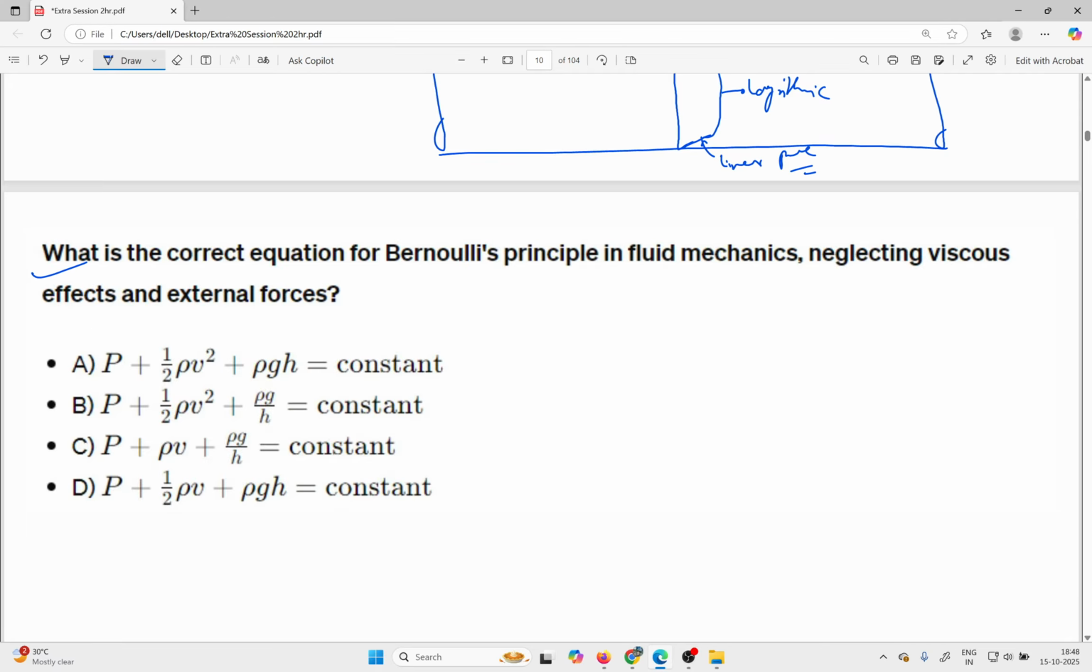What is the correct equation for Bernoulli's principle in fluid mechanics, neglecting the viscous effect and external forces? What will be the correct equation? We already know P by rho g plus V square by 2g plus z is equal to constant. This is a very famous question, a famous equation.